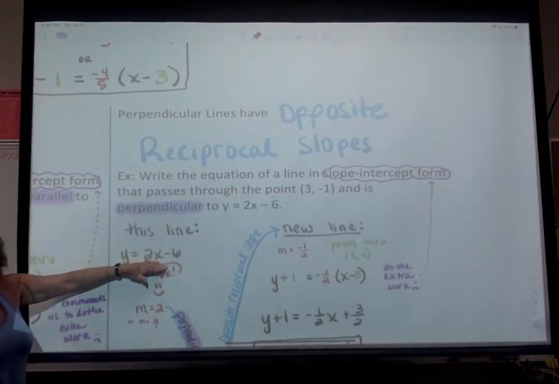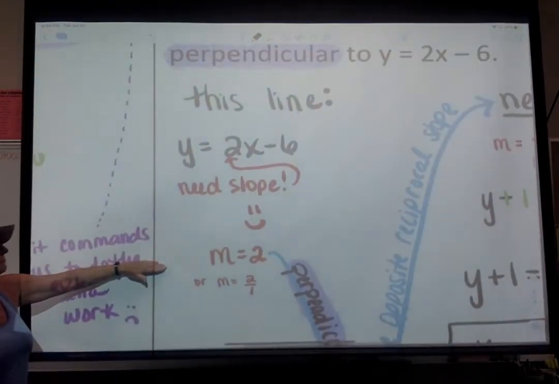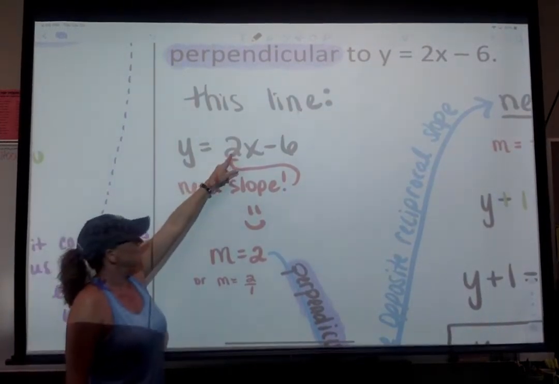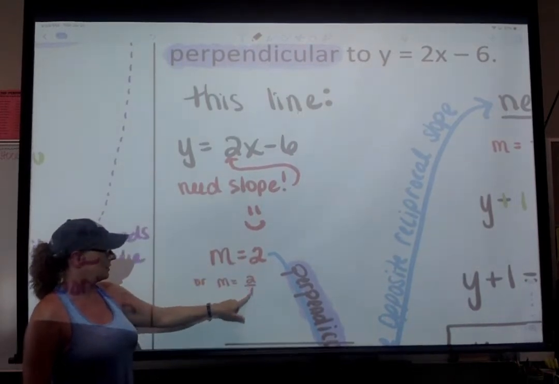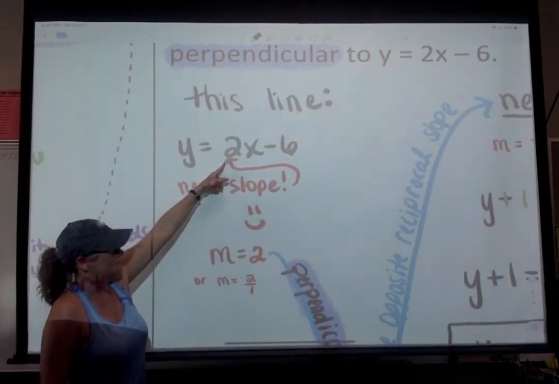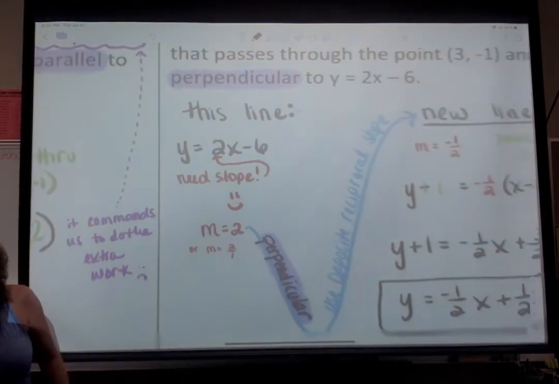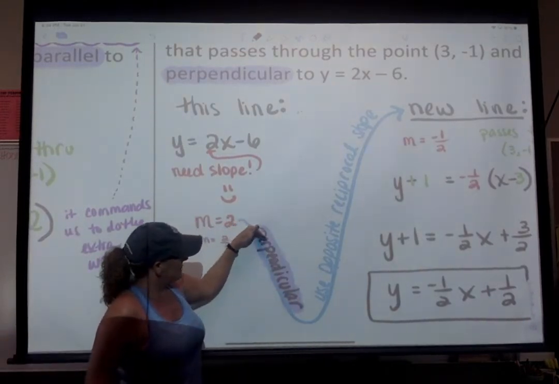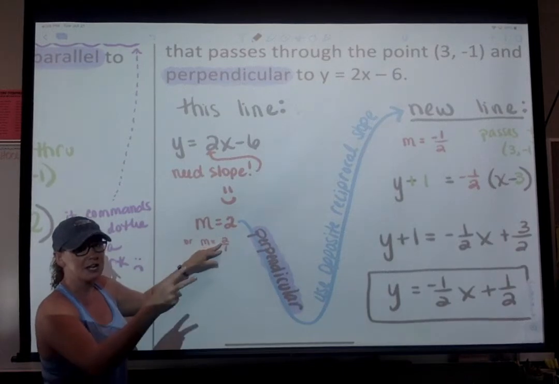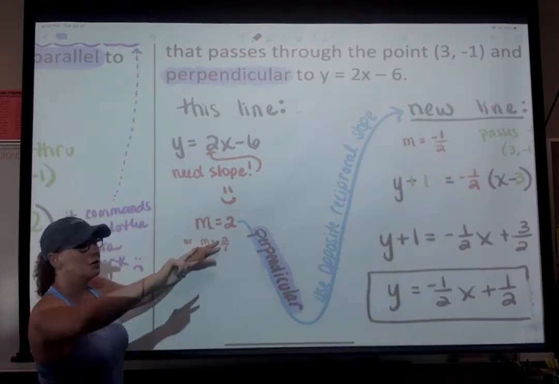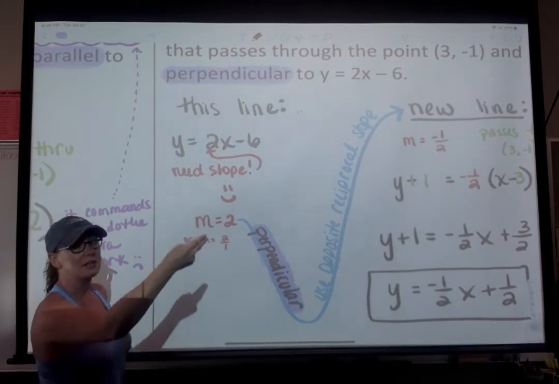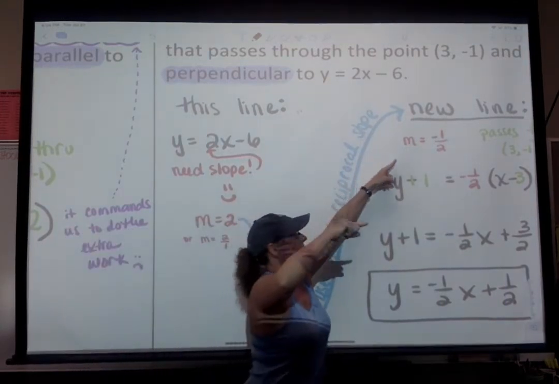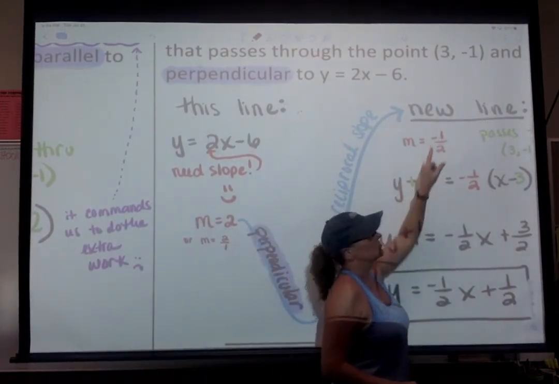So here's this line. I need its slope. Well, that's nice. It tells us what it is right there. Slope is 2, or 2/1. That's the slope of this line. However, when we go to write the equation of our new line, since it said make it perpendicular, I need you to do 2 things to this fraction. I need you to turn it upside down and make it the opposite. Since it's currently positive, I need you to make it negative and turn it upside down.